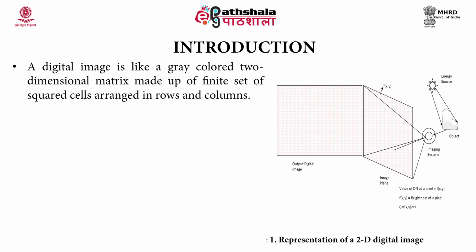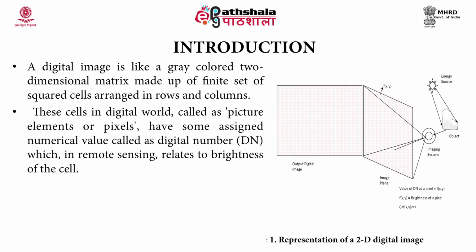A digital image is like a grey colored two-dimensional matrix made up of a finite set of squared cells arranged in rows and columns, as is visible in the figure. These cells in the digital world are called picture elements or pixels and have some assigned numerical values called digital numbers, which in remote sensing relate to the brightness of the cell. A row of pixels is called a scan line.